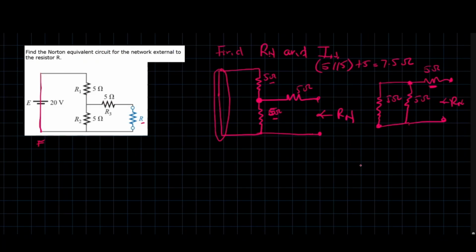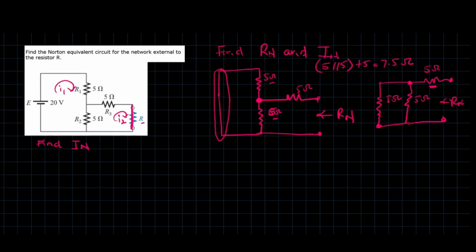Next, we need to find In. To find In, you have to short circuit the place where the load resistor is. So in this case, I actually feel most comfortable using mesh analysis. Maybe you saw another thing to use, but I know that this is one loop and this is another loop.